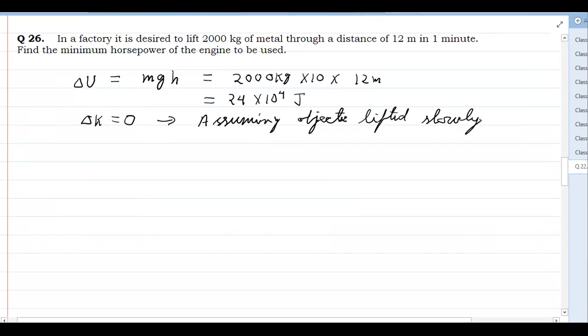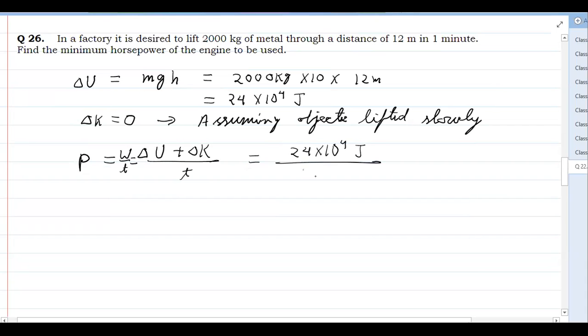Okay. Then what will be the minimum horsepower? So horsepower means power. So power will be equal to what? Total change of potential energy, that is coming from work actually. So work by time. So that is total change of potential energy plus kinetic energy, divided by time. So kinetic energy is 0. Potential energy is 24 into 10 to the power 4, in how much time?